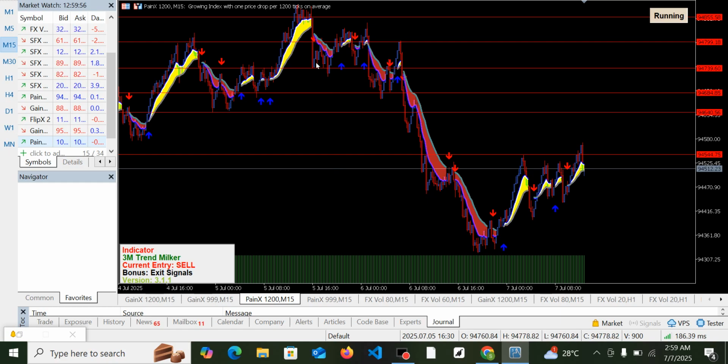Okay, the strategy I'm going to be using for this particular chart will help you to understand how to analyze your assets very well before you go into the trade.